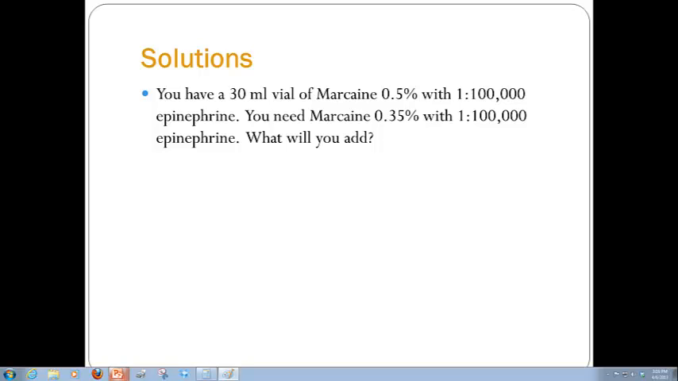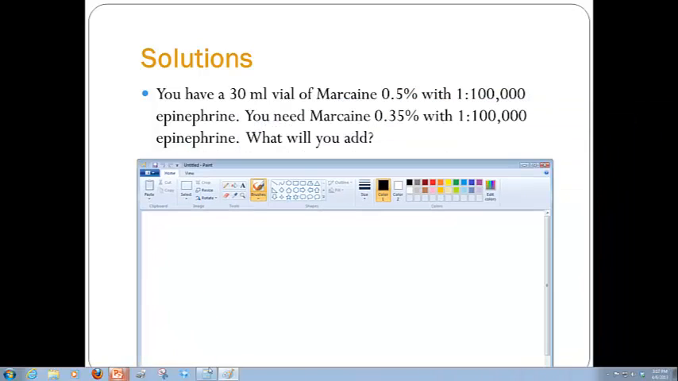When you're working these problems, you need to first recognize that you're working with 2 separate drugs. Each drug needs to be worked out individually. So I'm going to start by working with the Marcaine alone. The original vial of Marcaine has some mass of drug, some volume, and a concentration. What is known? We know that the vial contains 30 milliliters.